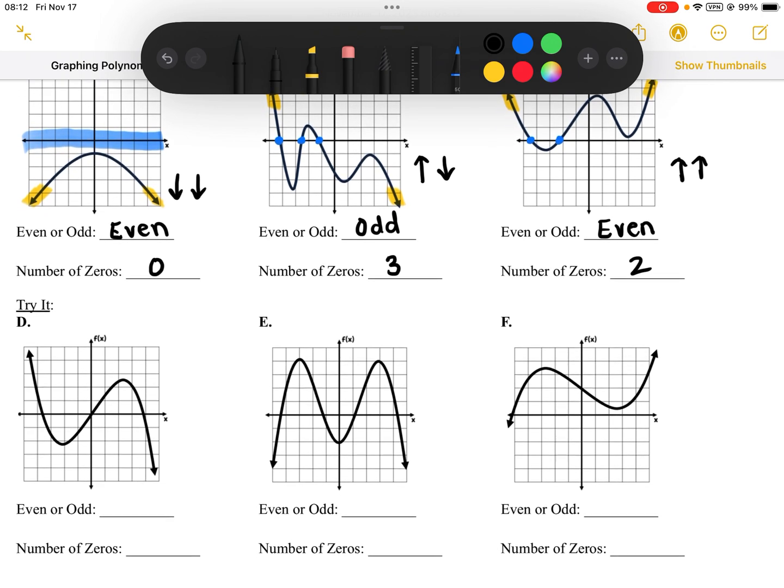There are 3 try-it problems for you to do. So go ahead, take a moment, pause the video, and then resume when you're ready to check your answer.